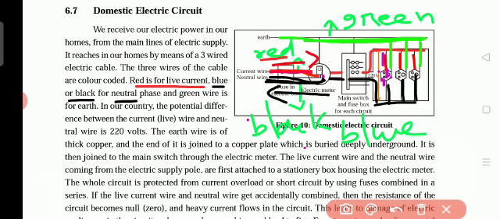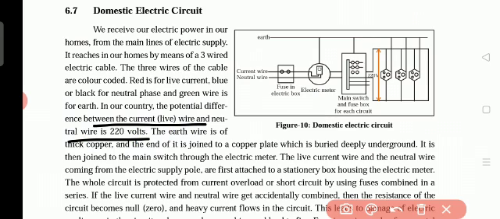So these are the wires, and the green wire is for earth. In our country, the potential difference between the live wire and the neutral wire is 220 volts. The potential difference means what? The force of current between the two wires is how many volts? 220 volts. Important, underline this point. So between the current wire, the red wire, and the black wire, what is the difference? It is 220 volts.